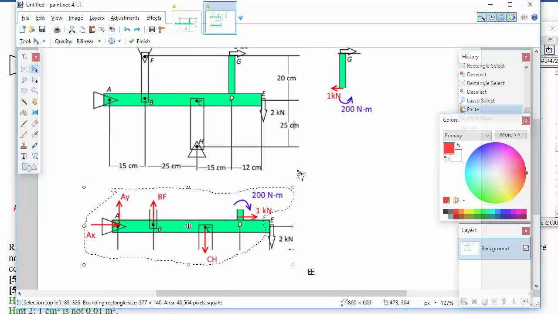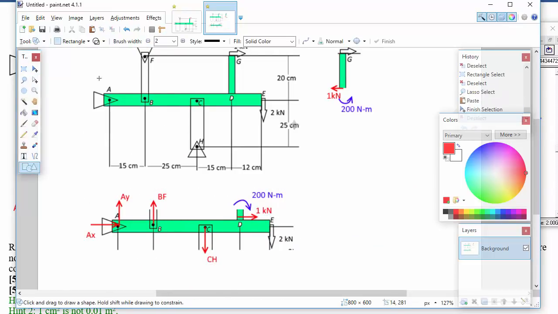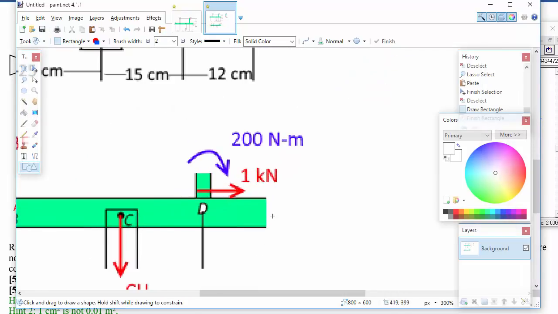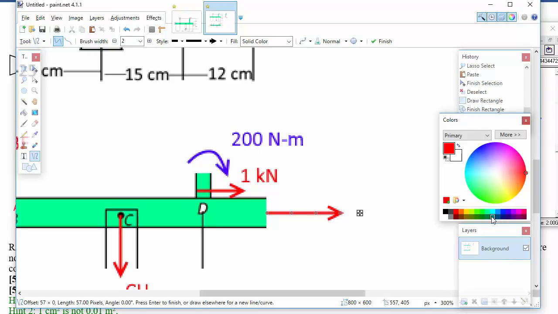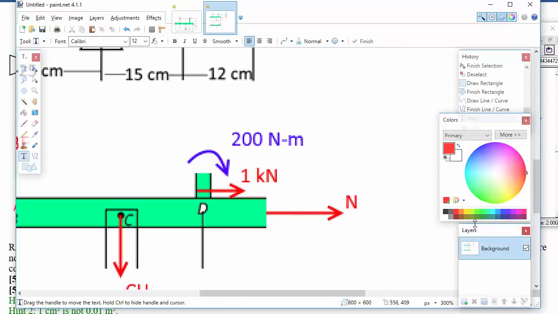Oh, you know what else we could do? Since we've already copied this thing, let's just make a rectangle, which is going to block this out. Great. Okay, so now that we've got that, we can zoom in and draw the internal shear force direction, normal force direction, all that. I don't think the question actually asked us to put the normal force in this, but we can. So that'll be our normal force. We'll just label that N.